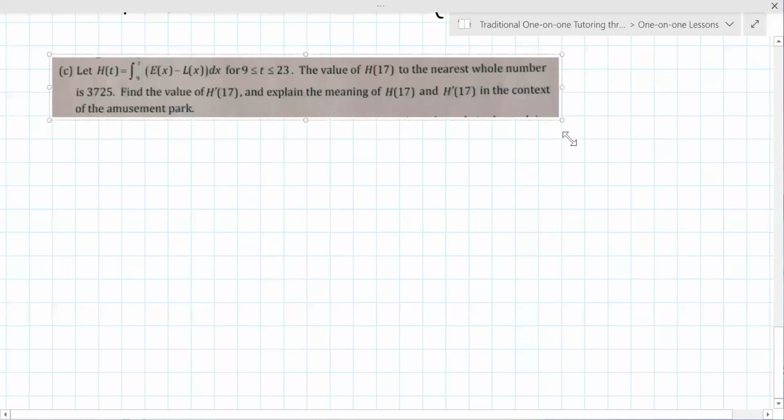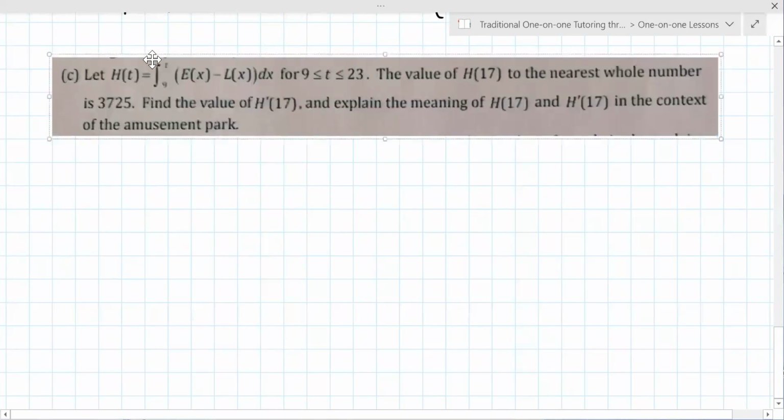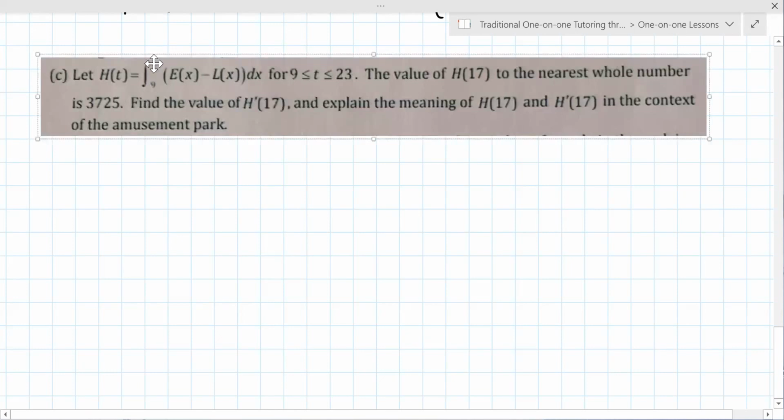Let h of t equal the integral from 9 to t. So 9 is when they open until sometime later in the day. E is a function of those that enter and those that leave the park from 9 to 23. And the first thing they want you to do is find the value of h of 17. Okay, and they sometimes ask this another way. They just say, how many people would be left? Basically your rate in minus your rate out integrated at a certain time.